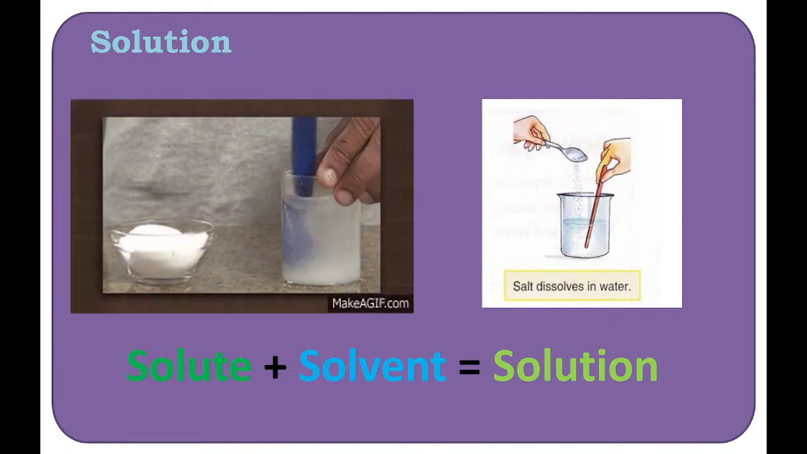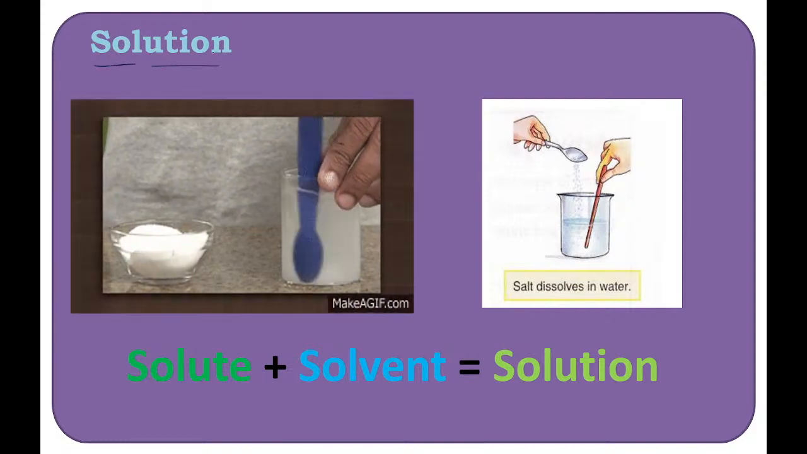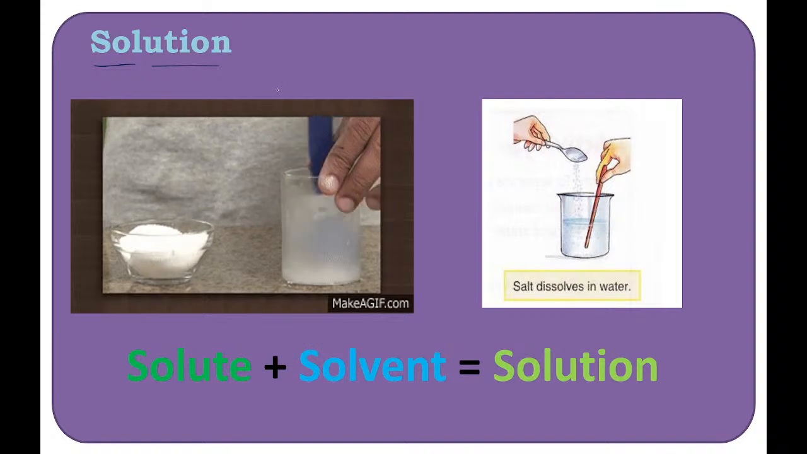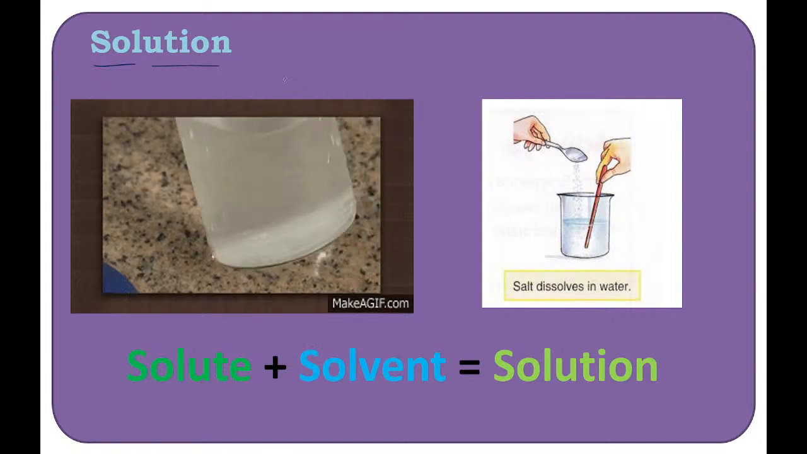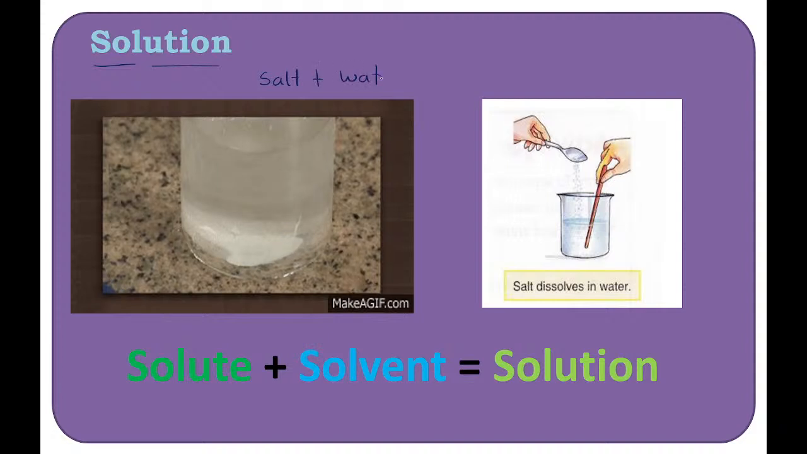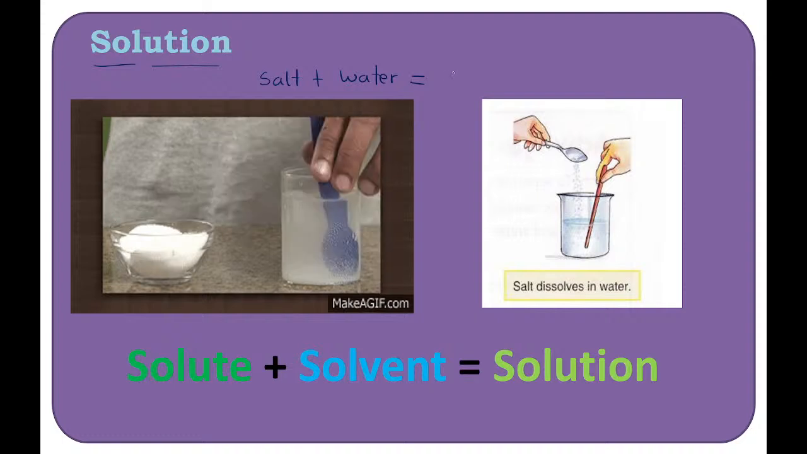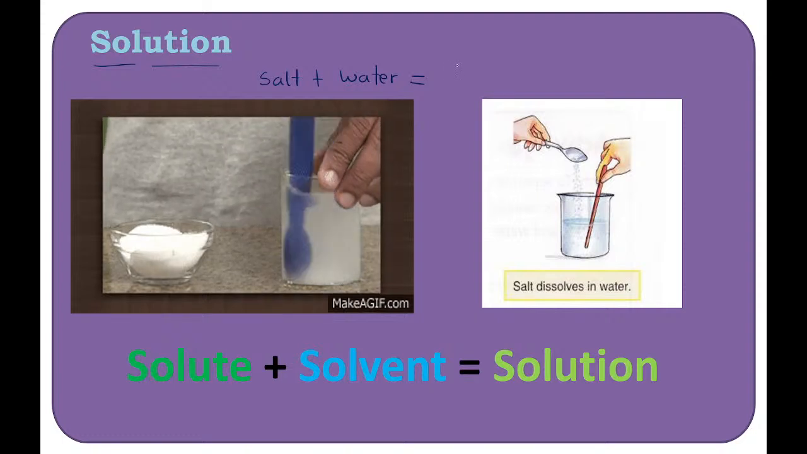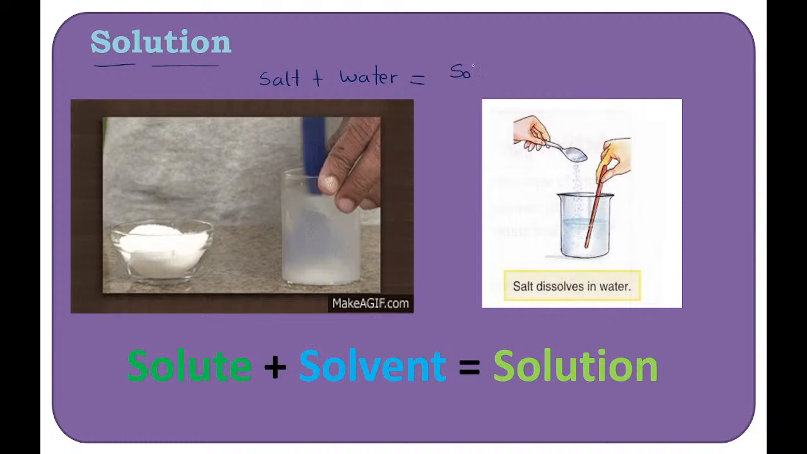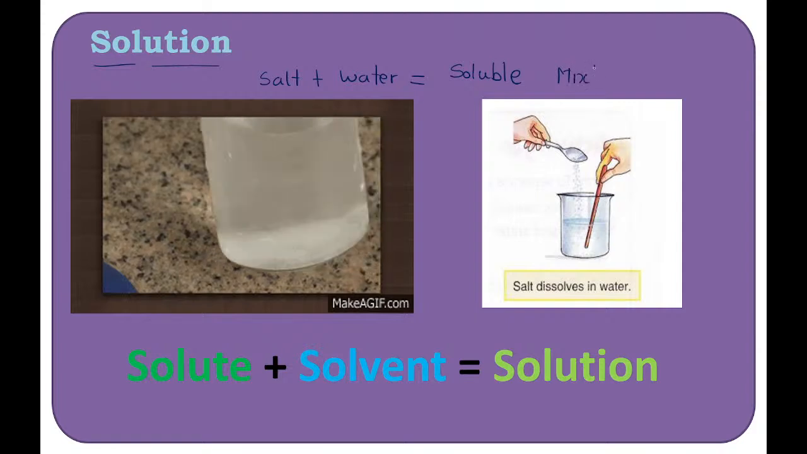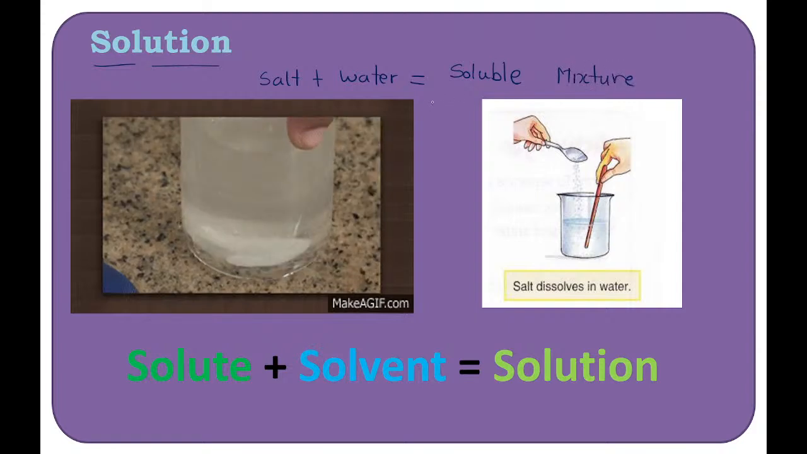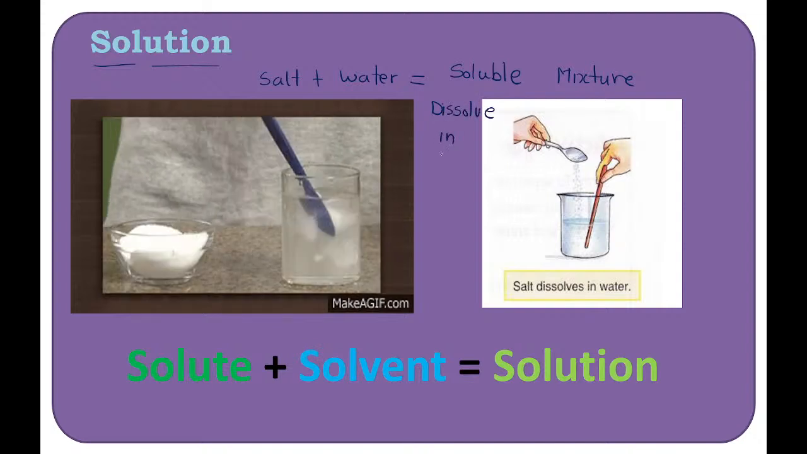Now let us see what a solution is. We have learned about solutions in the previous class, where we saw what is a soluble mixture and an insoluble mixture. Remember, miscible and immiscible. Now when you take salt and add it to water, will it dissolve or not? Will you get a solution or not? Yes, you get a soluble mixture, isn't it? That means salt dissolves in water. Salt gets dissolved in water.